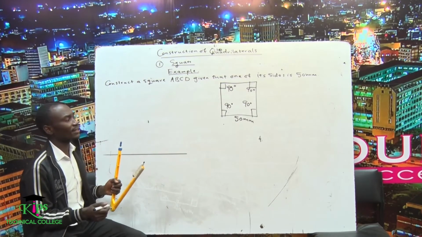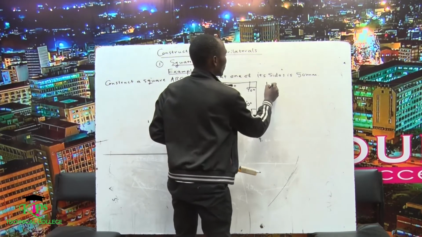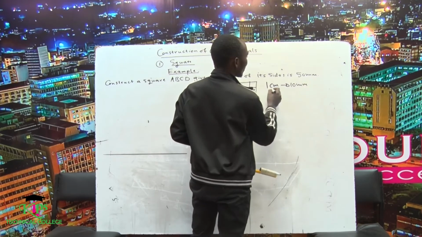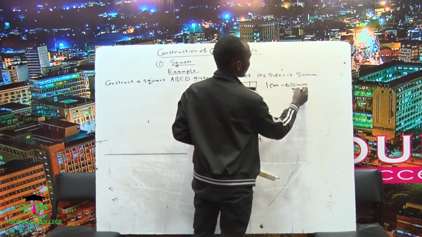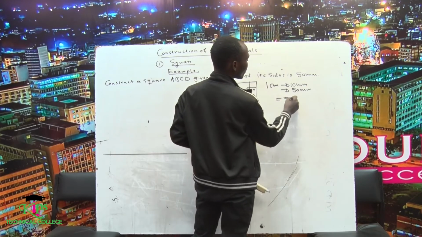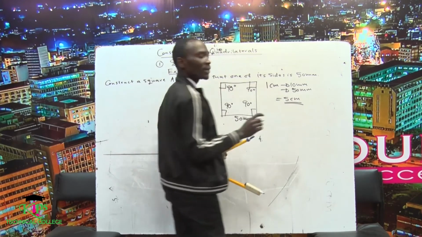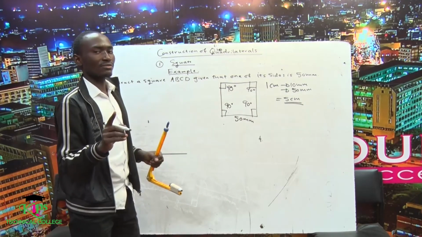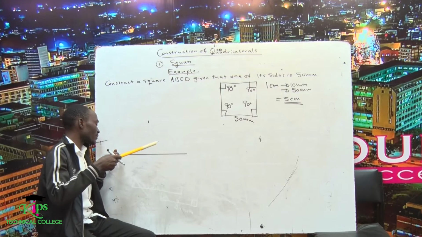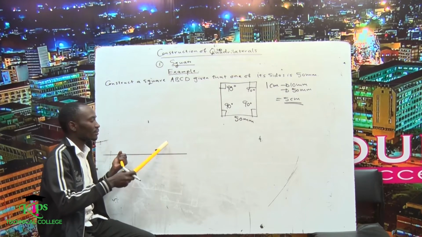50 millimeters is equivalent, because one centimeter is equivalent to 10 millimeters. What about 50 millimeters? So after you have cross multiplied, you will get 5 centimeters. So you will measure 5 centimeters from your ruler. Then from here you get to mark at any point. You stand at any point of the line.